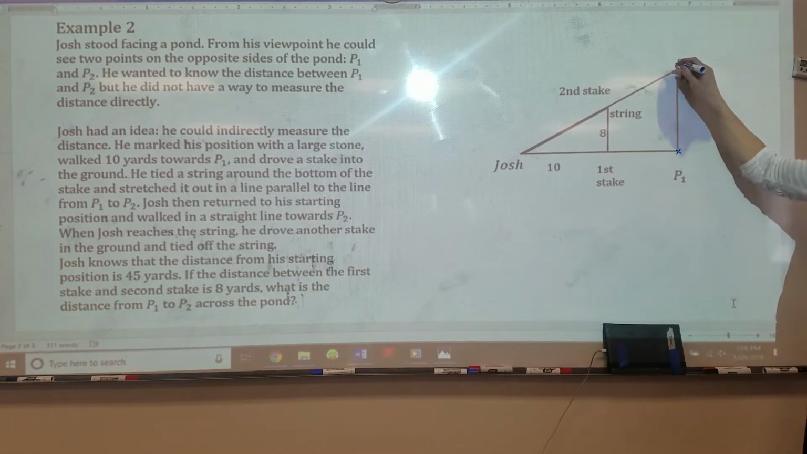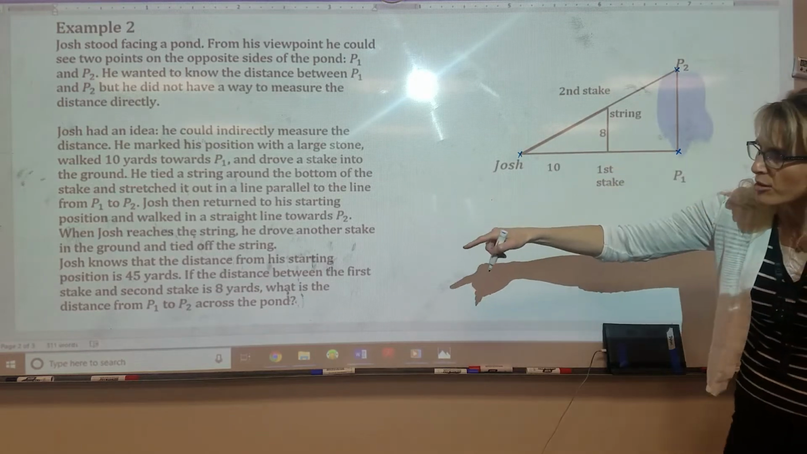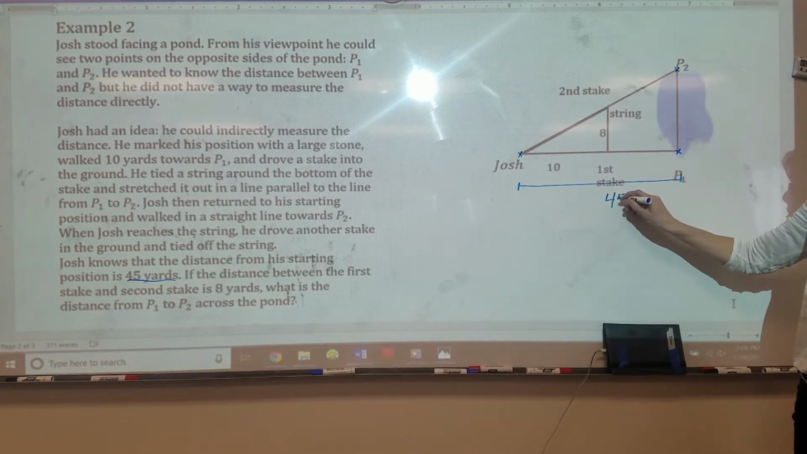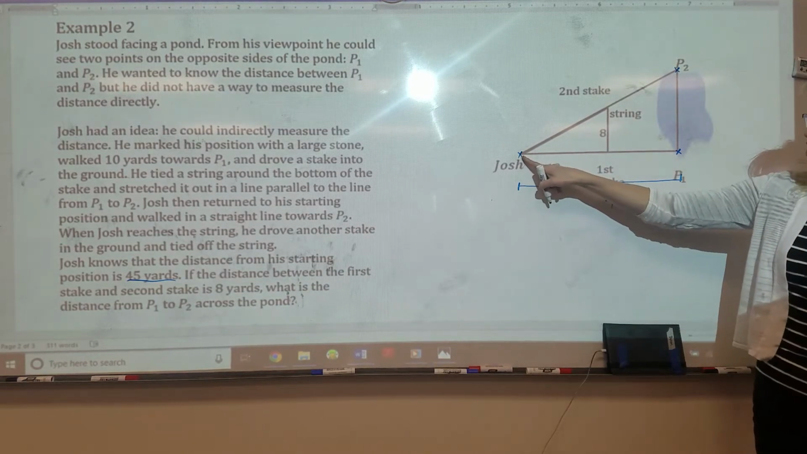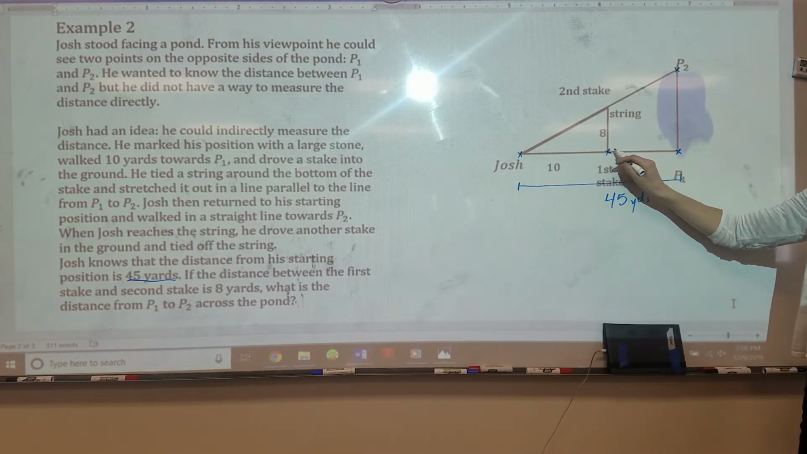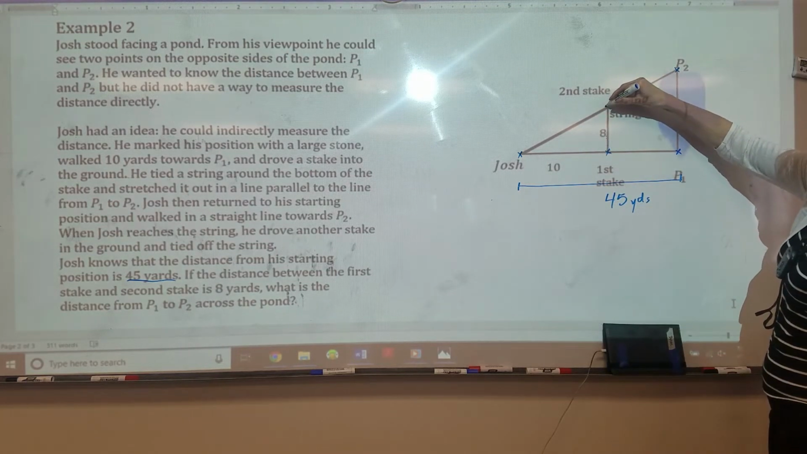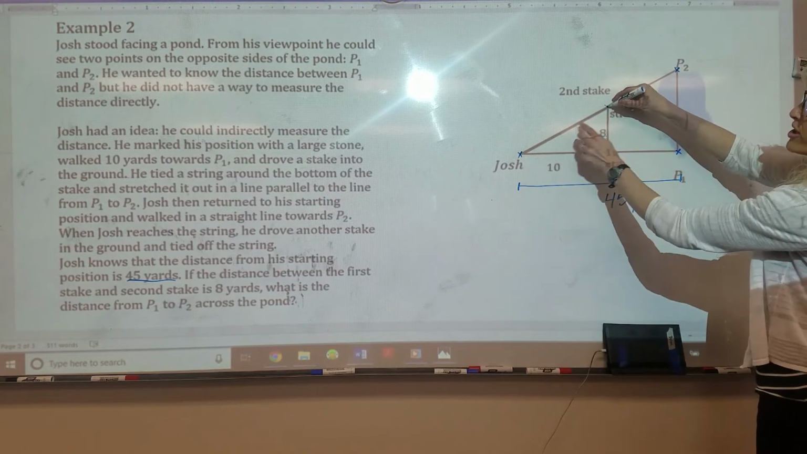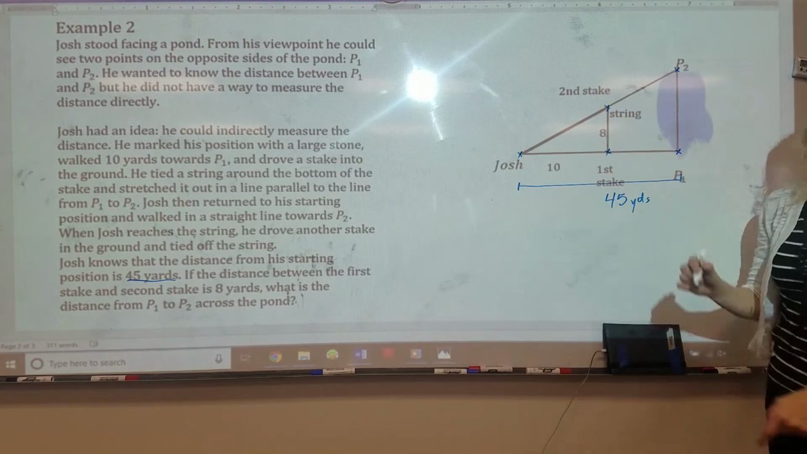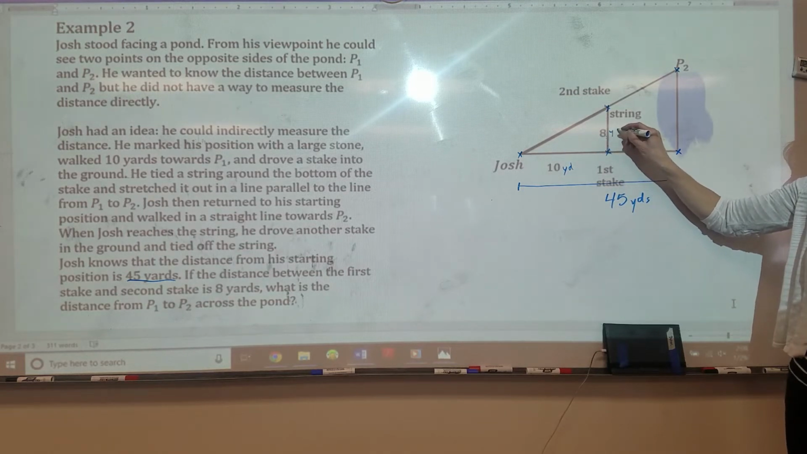He marked a stake here and here, and then he marked his spot right here and here, and he measured out. And it ends up, if you keep reading, there's a lot of words here, but it's 45 yards from here to here. So then he just went 10 to make a smaller triangle, and he marked a stake there. And then he takes a string and he walks exactly parallel to the pond. And as soon as he notices that his starting point and his second point at the end of the pond is lined up in a straight line, he marks a stake there. Right? And he measures, and that's 8 yards. So we got 10 yards, 8 yards.